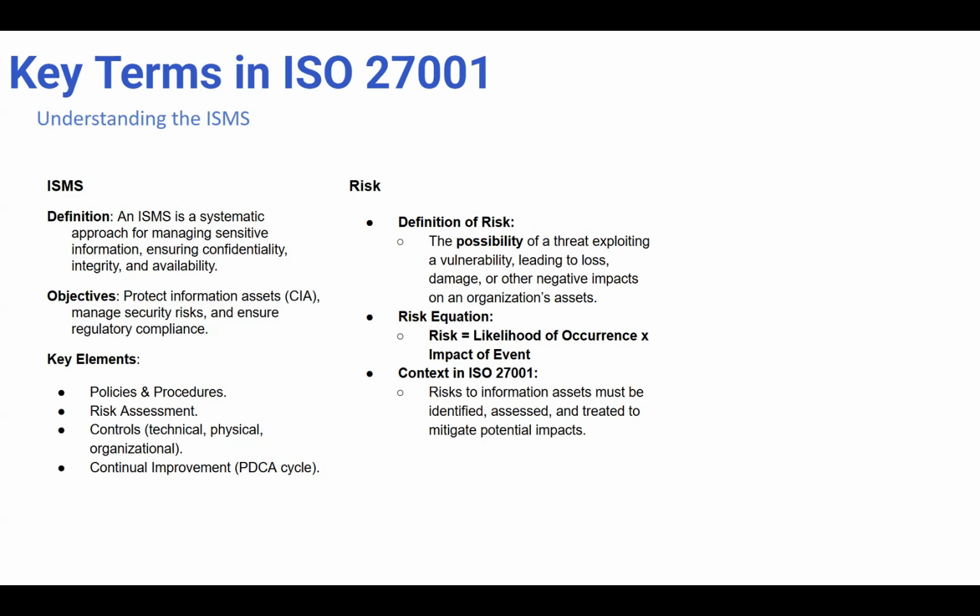Risk, if we want to be specific, the risk formula, one of the risk formulas, is likelihood times impact. We'll discuss this in another video. And then context, just to give some context of risk in ISO 27001, risks to information assets must be identified, assessed, and treated to help mitigate potential impacts.